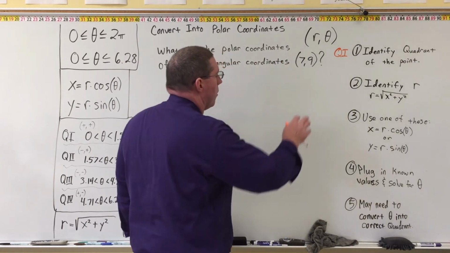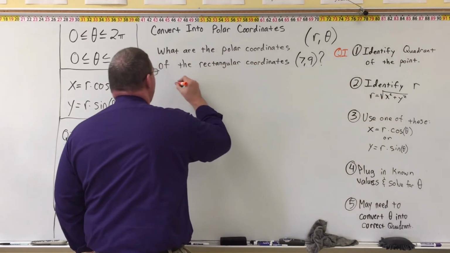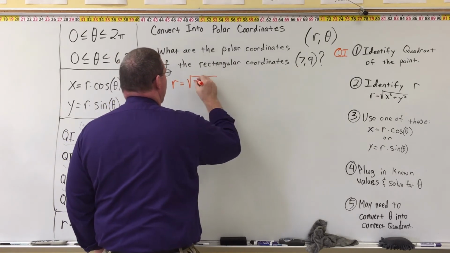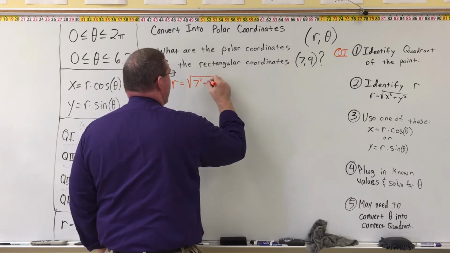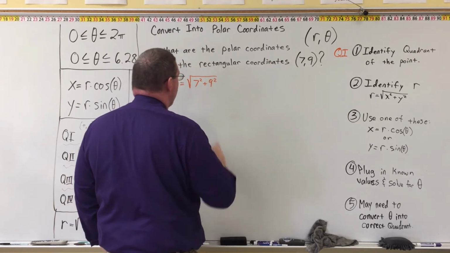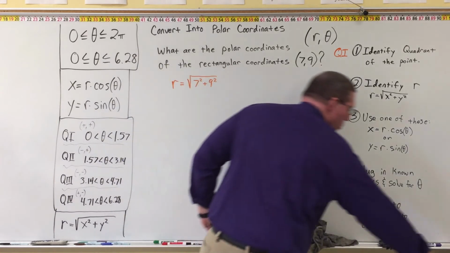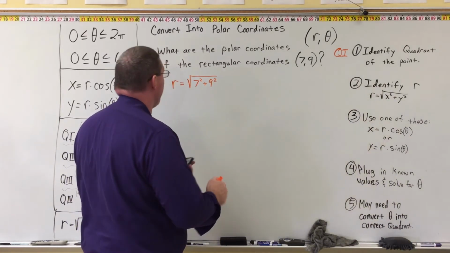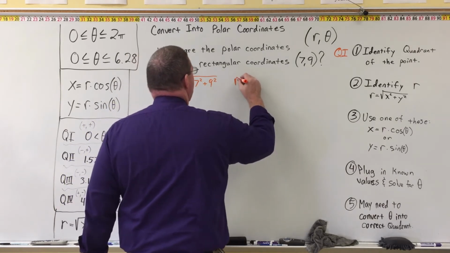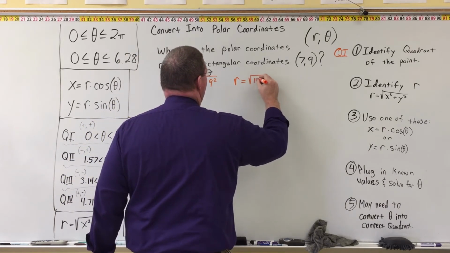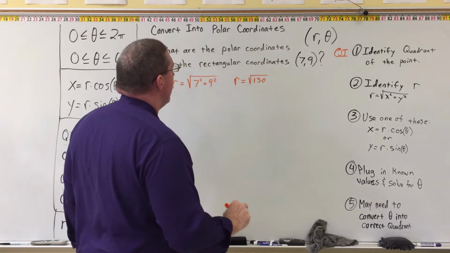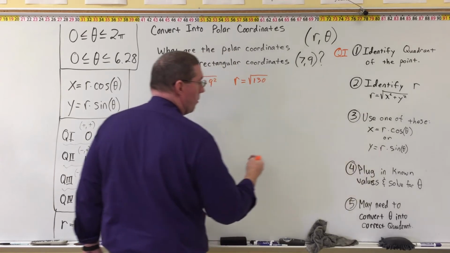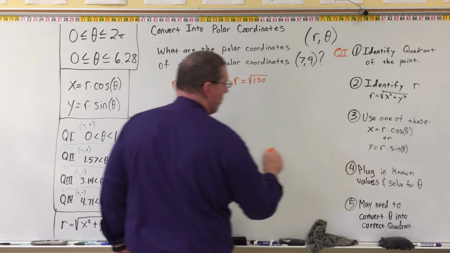All right, so now I need to identify the radius. The radius is going to be equal to the square root of x squared, 7 squared, plus y squared, 9 squared. 7 squared is 49, plus 81, that's 130. And therefore, the radius is equal to the square root of 130. Now I'm going to use either x or y. It doesn't really matter. Last time we did x. Let's go ahead and do y this time.